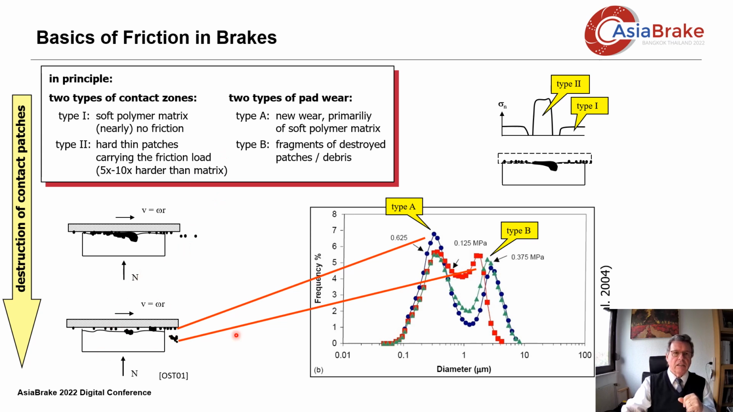In special cases, this can be seen from the two maxima of the emission. They are the abrasion particles from the polymer matrix and the fragments of the patches. The surface of the pad is thus divided at least in two parts. Type 1, the soft polymer surface with nearly no dissipation, and type 2, the patches with a breathing total surface area which essentially co-determine the friction force.